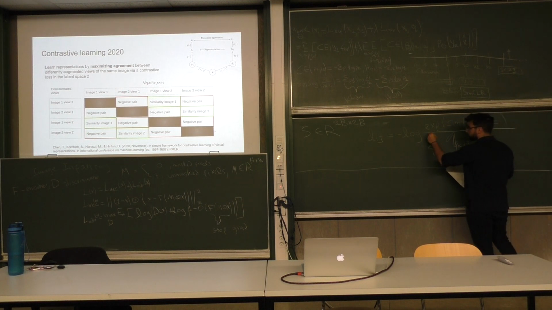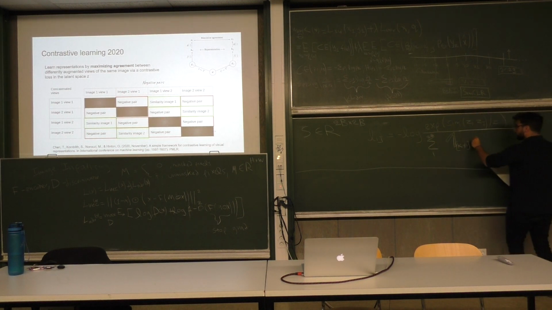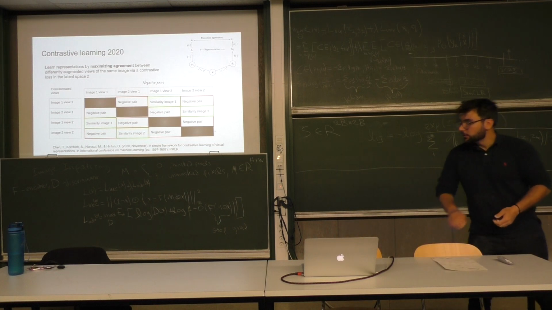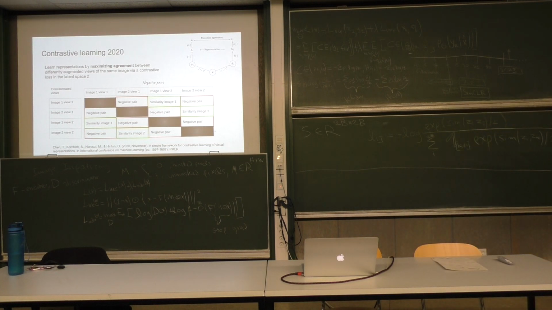Here we have B. Similarity is the cosine similarity. So I just want to give you a very short introduction, because I find it a very critical point for the research regarding deep representation learning.